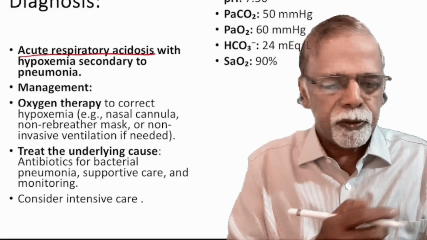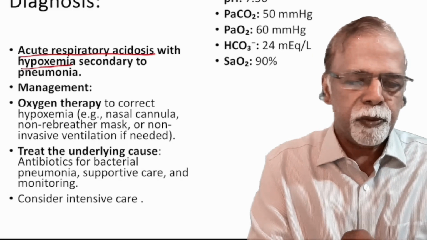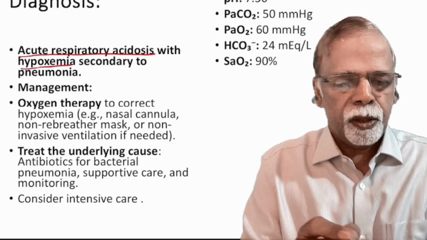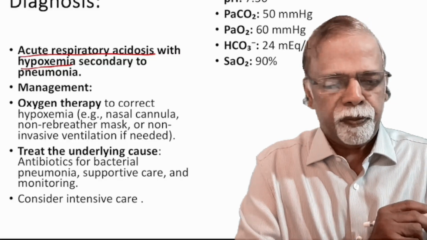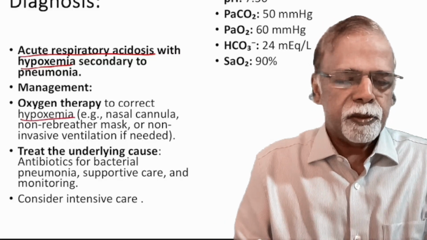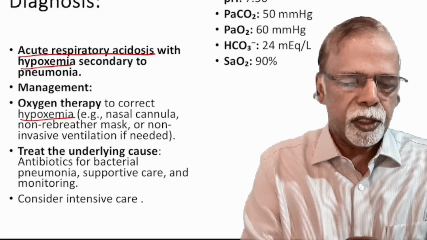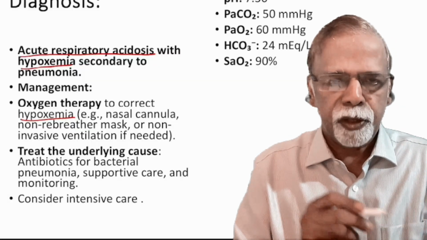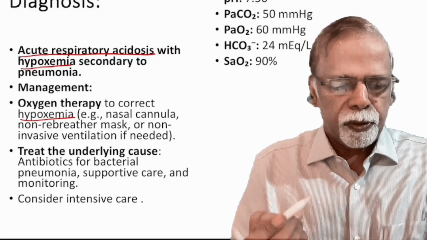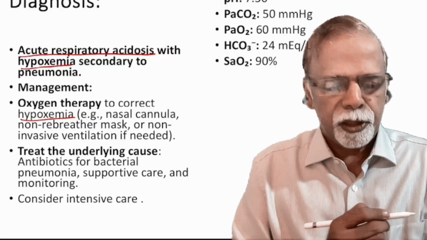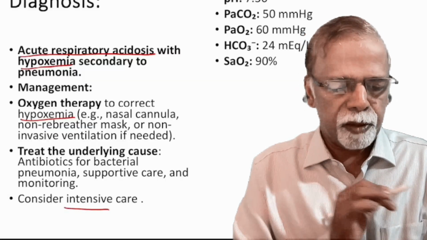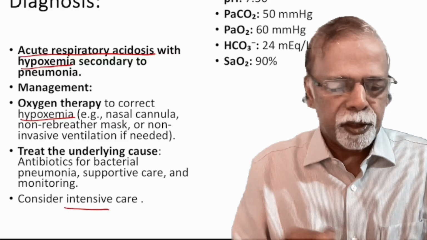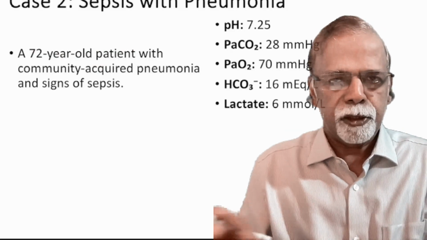So what is the final diagnosis? Patient has got acute respiratory acidosis with hypoxemia and hypercapnia. And what is the management? We have to give oxygen to correct the hypoxemia. You can give nasal oxygen or non-invasive ventilation if needed. Treat the underlying condition, that is consolidation, with antibiotics. And the patient may need intensive care management.